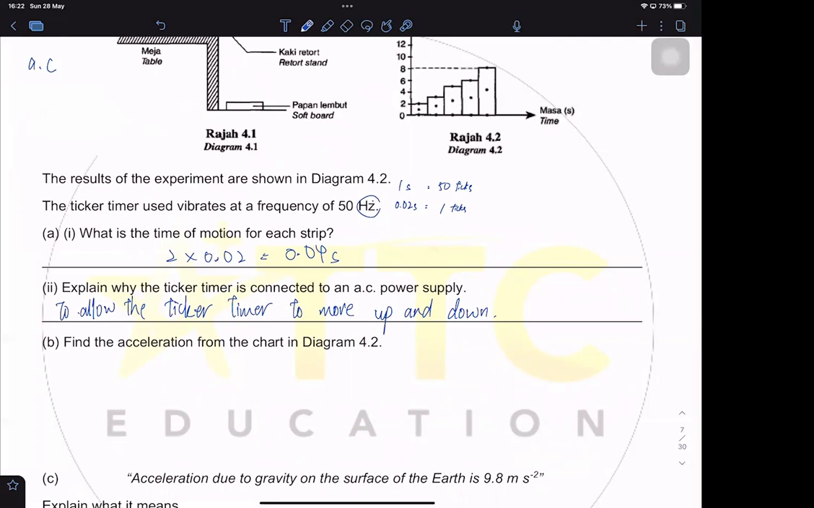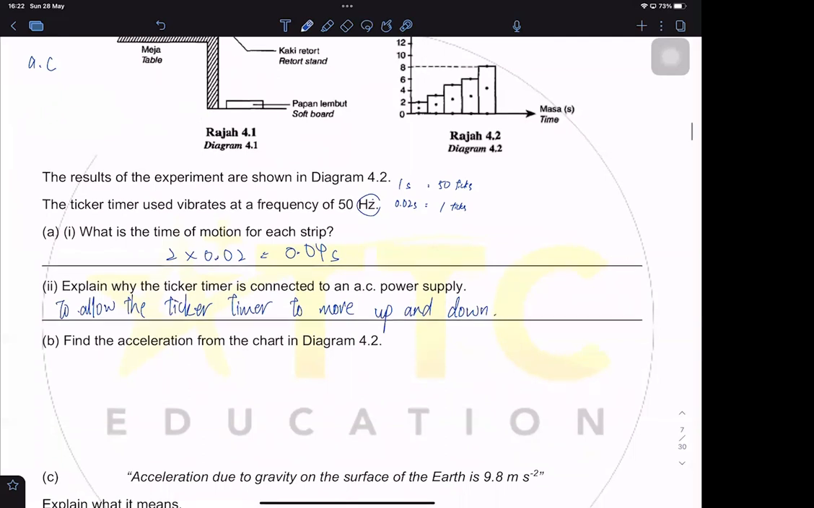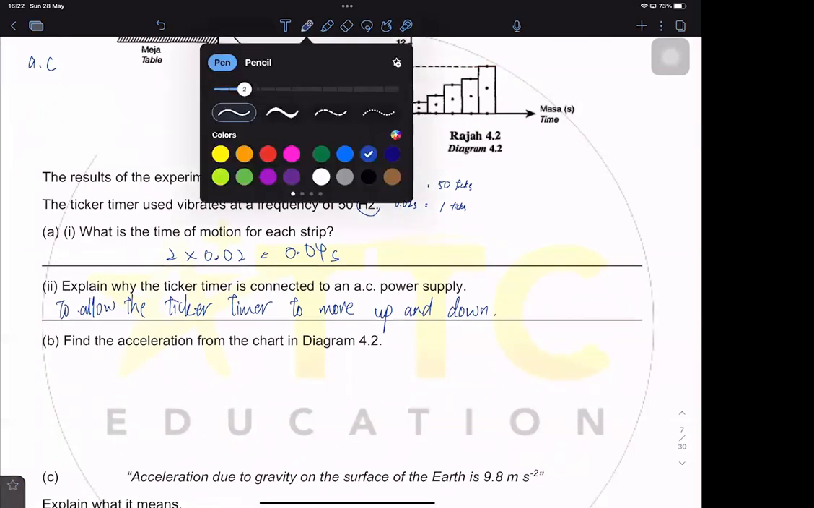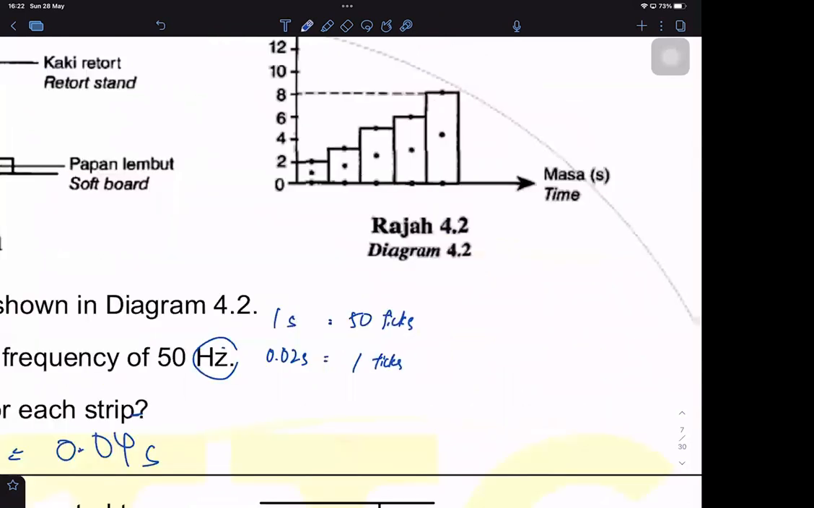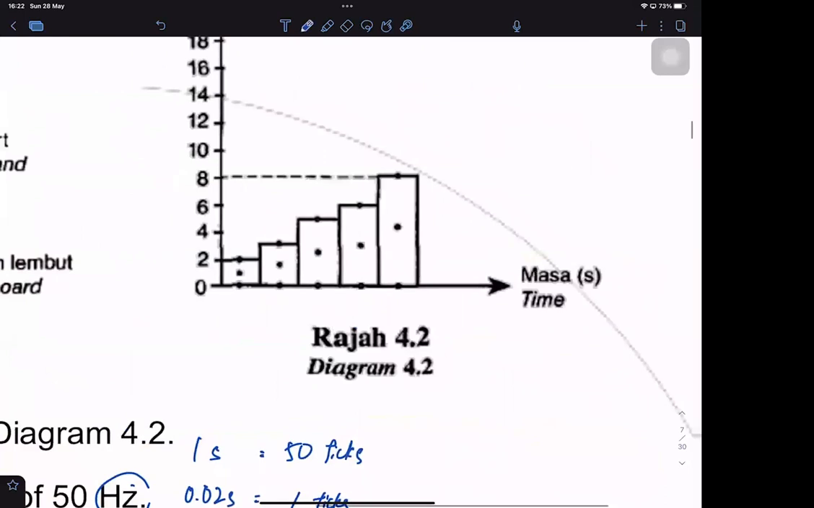So the next one, you have to find the acceleration from this. Okay, so we start from the formula first. Acceleration is v minus u divided by t. V and u are the final and initial velocity. Again, the first strip is always used to calculate initial velocity. The last strip is always used to calculate final velocity.